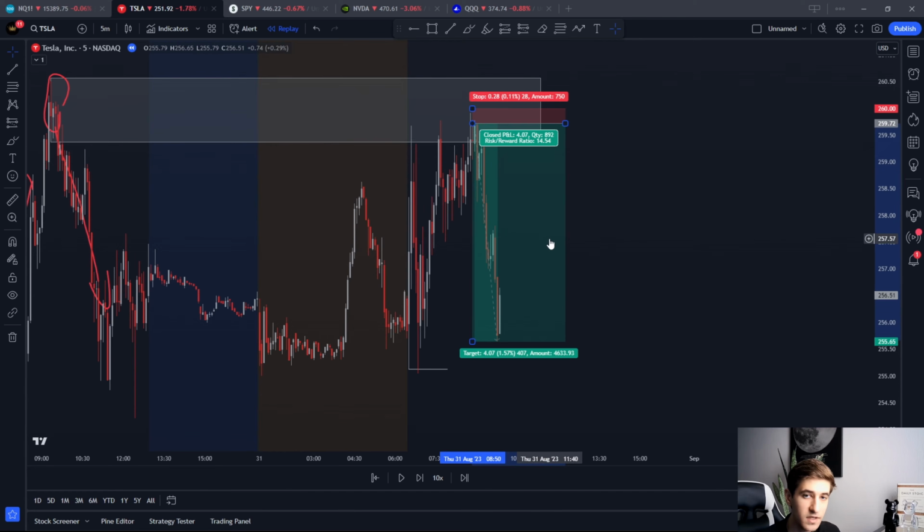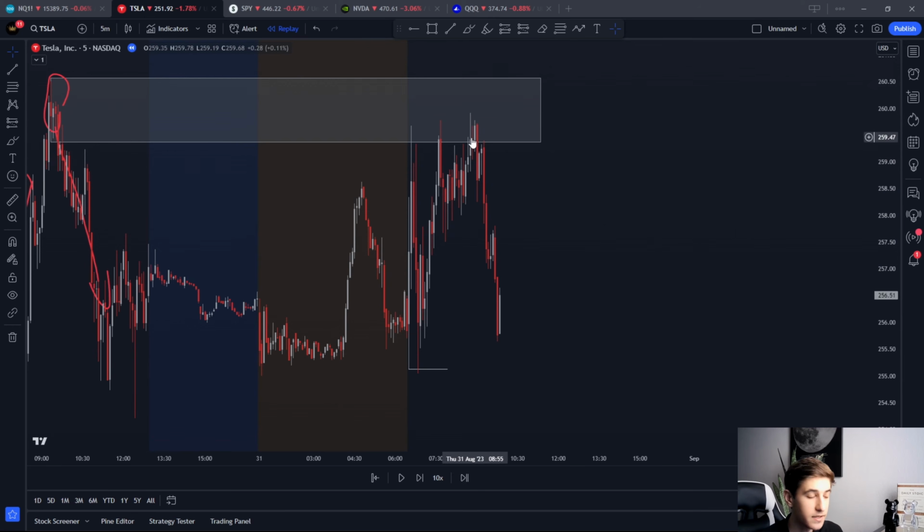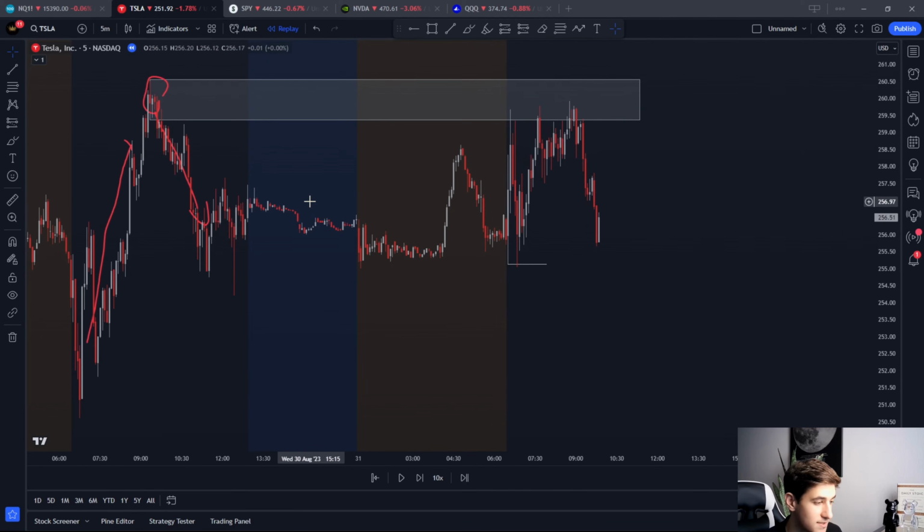Now let's take a look at a second example of a demand zone. Instead of a supply zone, let's take a look at a demand zone, the opposite. We can see we have a strong move up right here on Tesla. Right before that strong move up happened, we have a very strong consolidation. So those two are there. We know that we have a demand zone formation. Same way we did on supply, we have a demand zone.